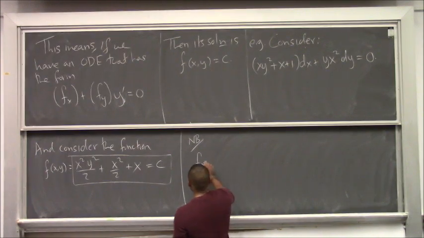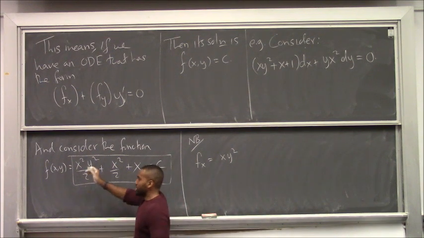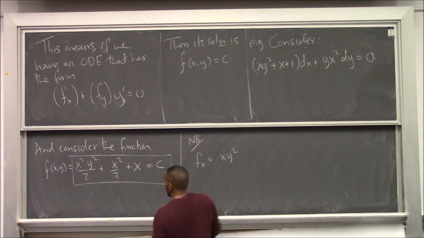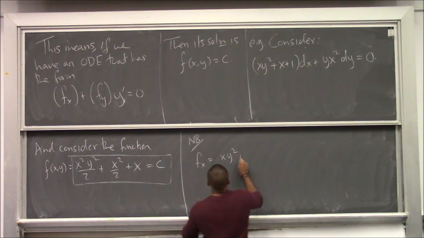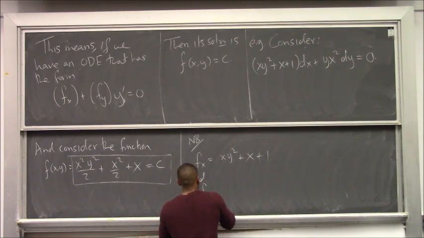If I were to take the partial with respect to x of this function, what would I get? Partial means you think of the y as a constant and differentiate the x's. So the 2 comes down, ignore these constants, they'll cancel, you get xy squared plus x plus 1 plus 0.